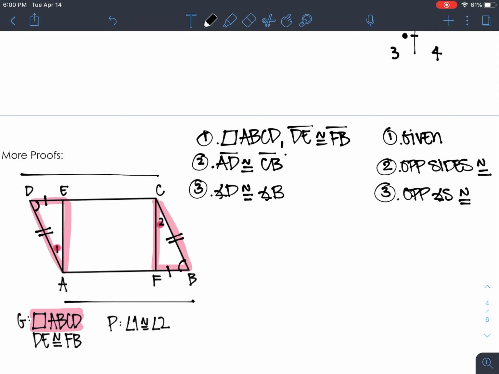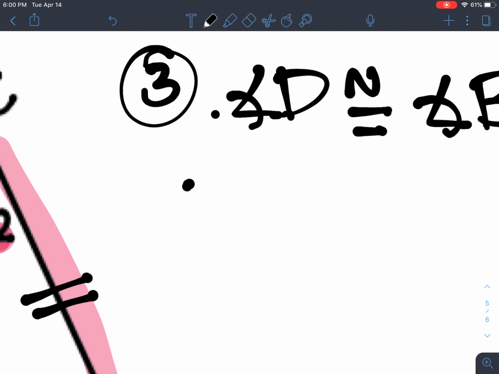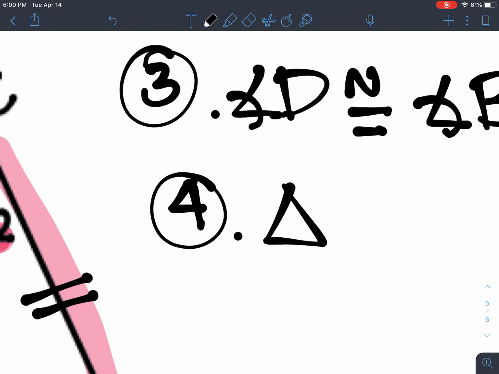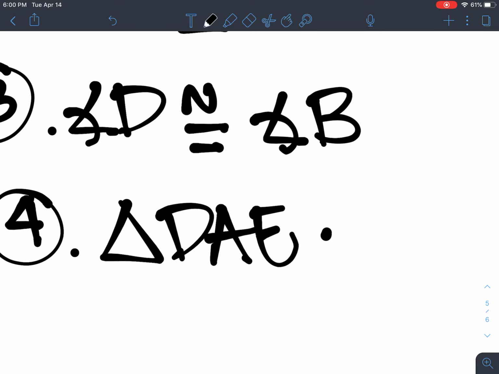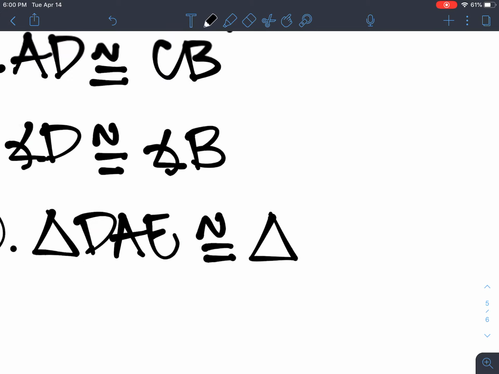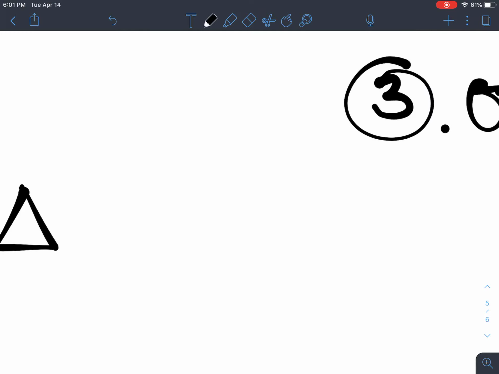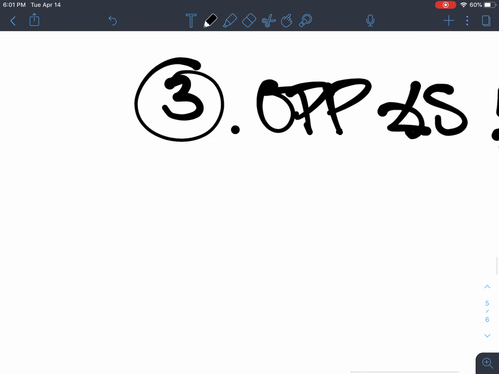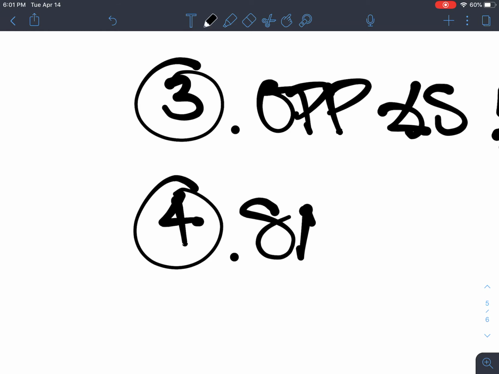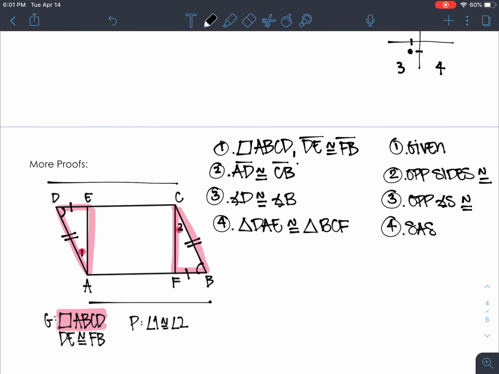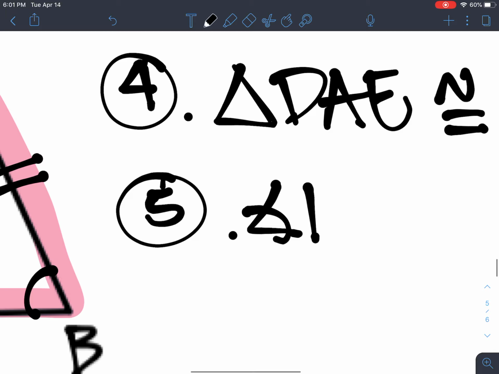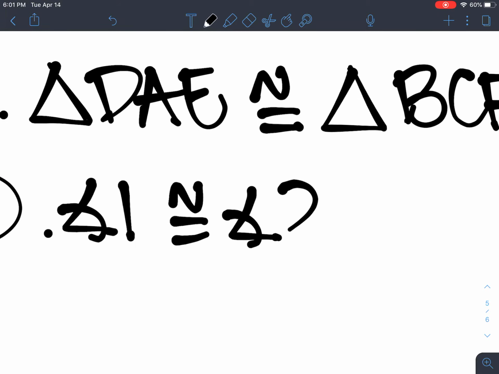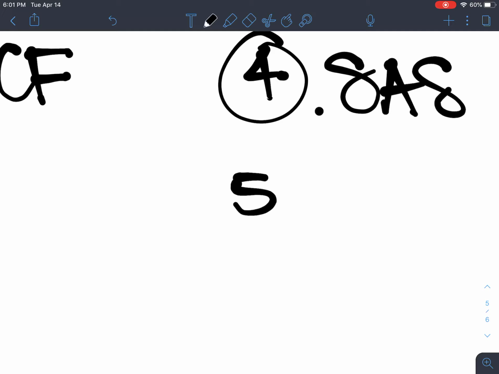We're going to do it using a little SAS, a little side angle side, okay? So I'm going to state that triangle DAE is congruent to triangle BCF, and that's by side angle side, okay? And then now that we've stated those two triangles are congruent, we can say that the corresponding parts are congruent, which means then that angle 1 has to be congruent to angle 2, and that's by our old friend CPCTC.